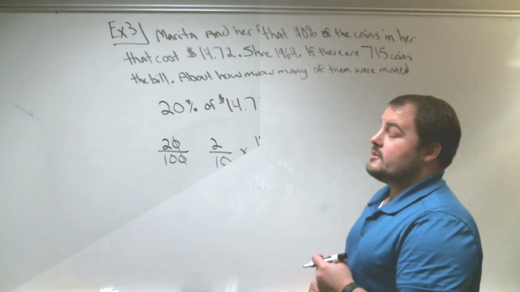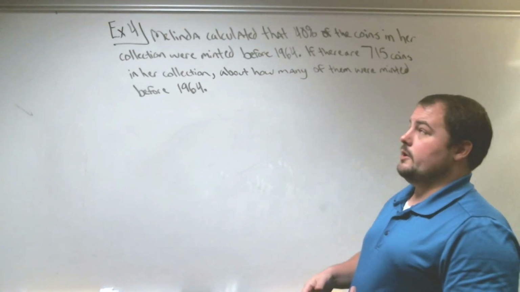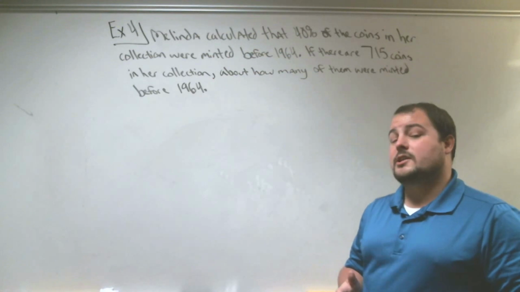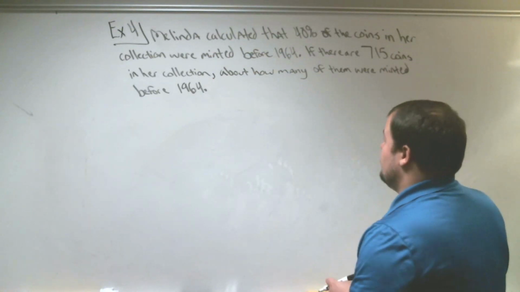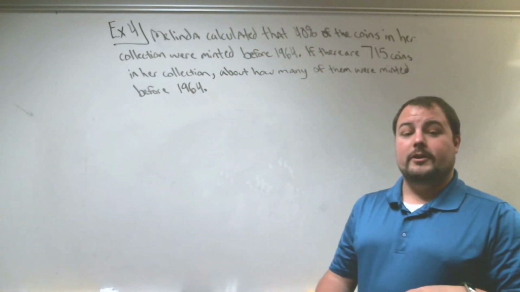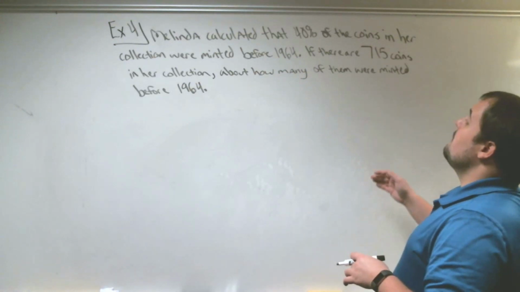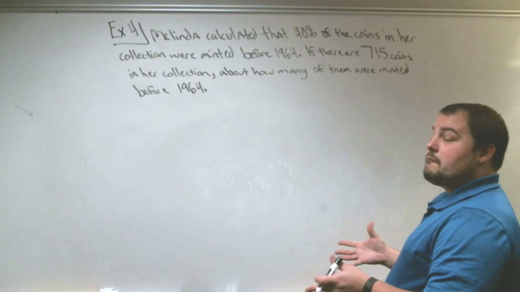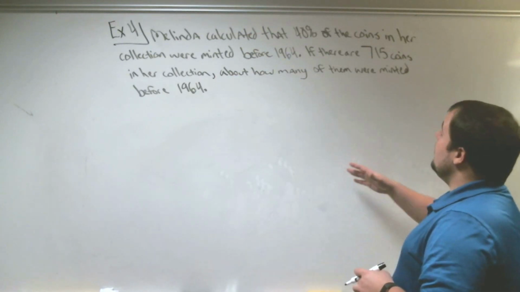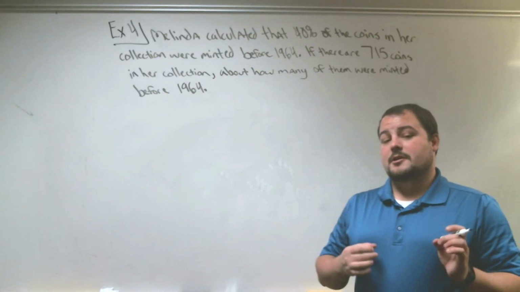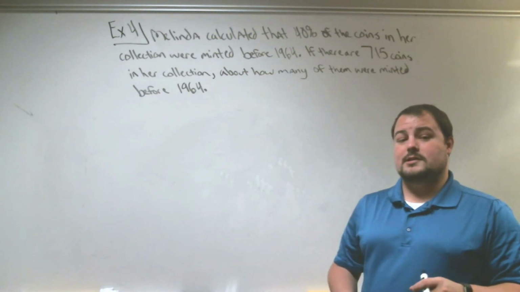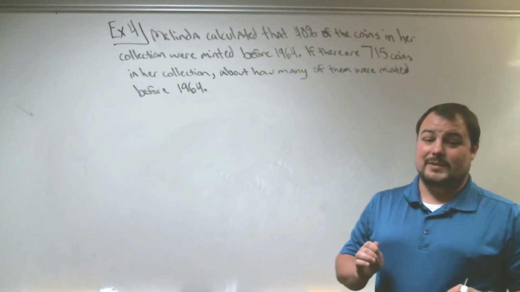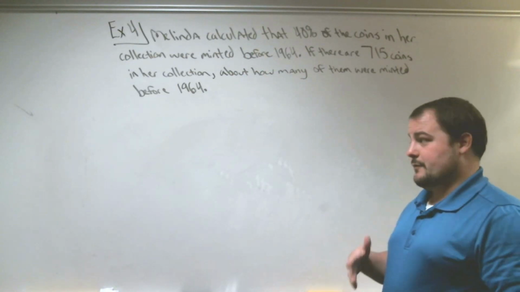Let's keep going. In example 4, we're going to talk about minting coins. It says Milena calculated that 40% of the coins in her collection were minted before 1964. So the date on the coin is before 1964. If there are 715 coins in her collection, which is a really big collection, about how many of those coins were minted before 1964? Since the question asks about how many, we aren't given exact answers, we're estimating. So we're going to round the numbers if we have to.